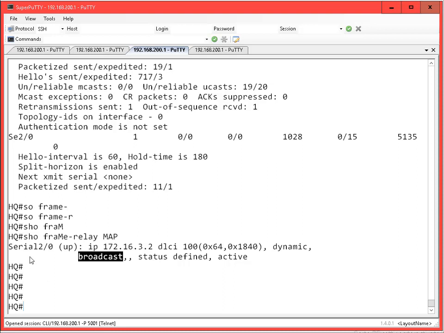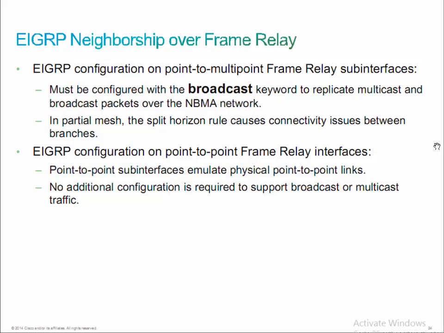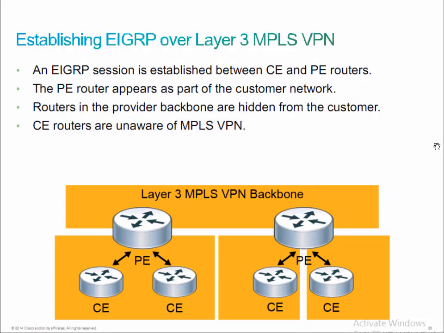If I want to run EIGRP over MPLS, well, it's obviously going to change depending on whether or not I'm establishing a layer 3 MPLS VPN or whether I'm establishing a layer 2 MPLS VPN. Layer 2 MPLS is pretty basic. It essentially is a layer 2 broadcast domain. So establishing neighbor adjacencies, it supports multicast, it supports broadcast, it supports unicast. So there's no real issue over a layer 2 MPLS VPN.